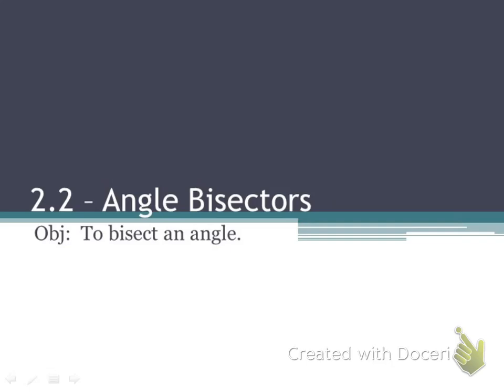Our objective today is to bisect an angle. So yesterday we were bisecting segments, cutting a segment into two congruent pieces. Now we are doing the exact same thing but with angles. Any questions before we get moving?